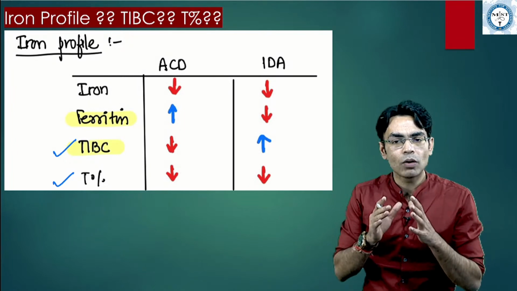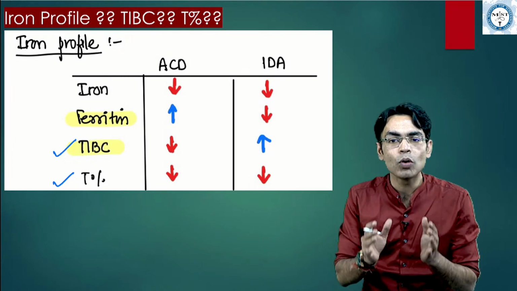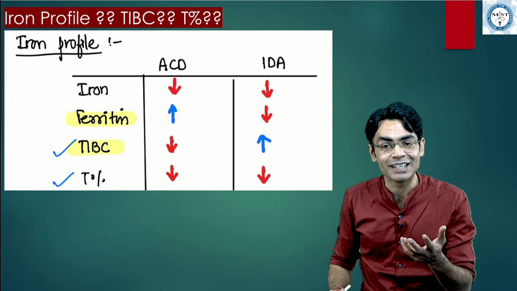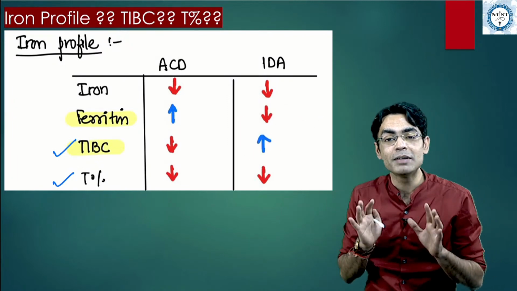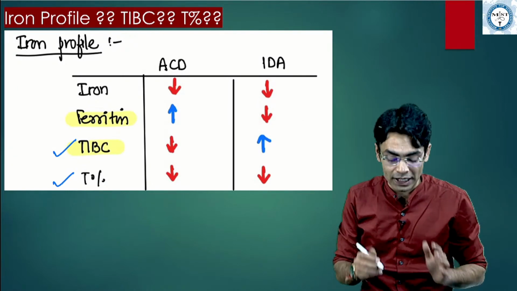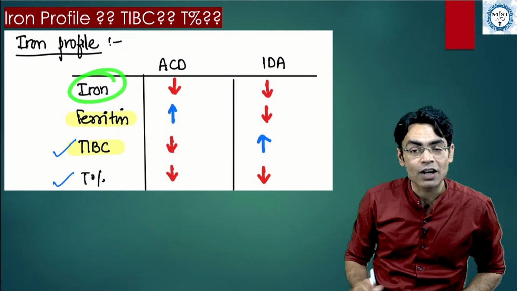So when we are talking about iron deficiency anemia, in the name only we understand that it is iron deficiency. So obviously anything related to iron will be less. What are the 4 parameters which you are seeing in the iron profile? First is the total iron of the body.